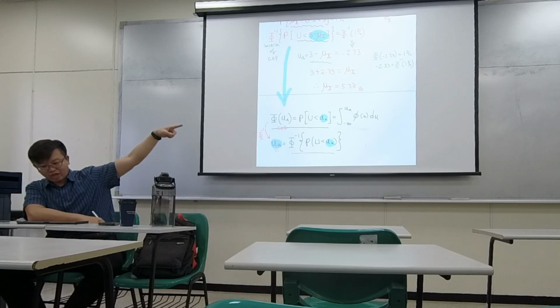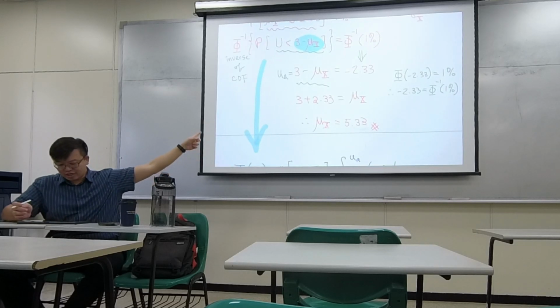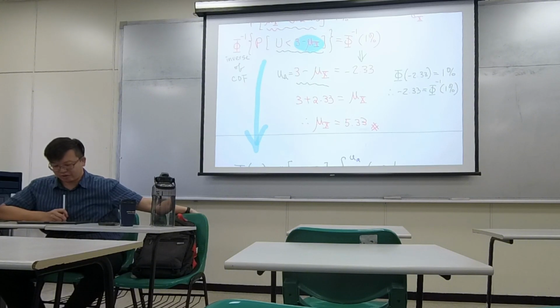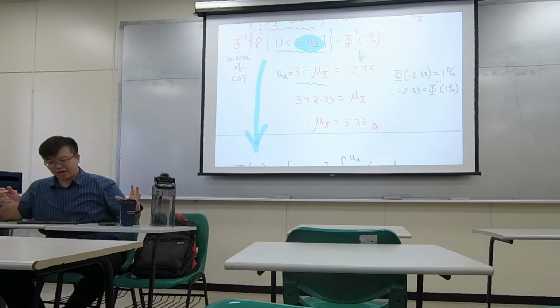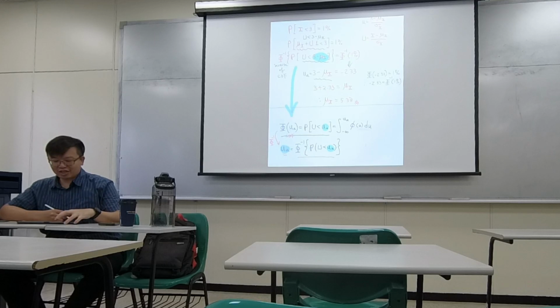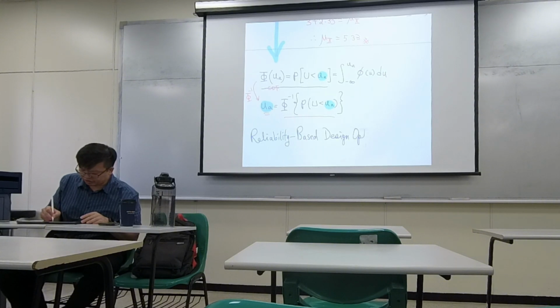So the right hand side becomes negative 2.33. And from this equation, we found mu x has to be 5.33, so the failure rate stays 1%. So this kind of optimization is called reliability-based design optimization, so-called the RBDO. Okay.